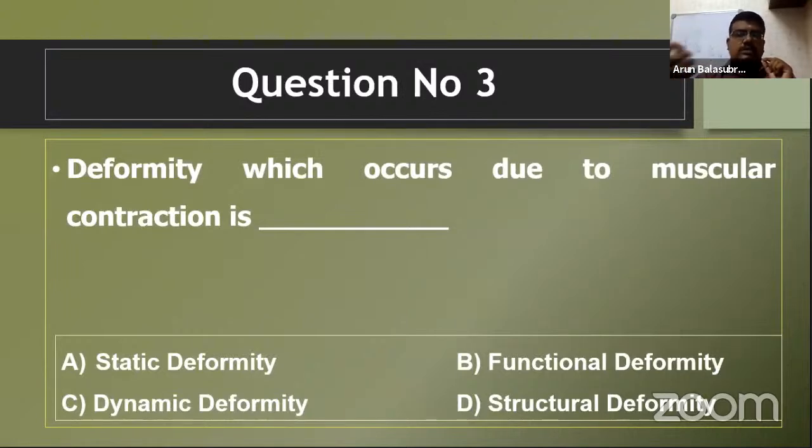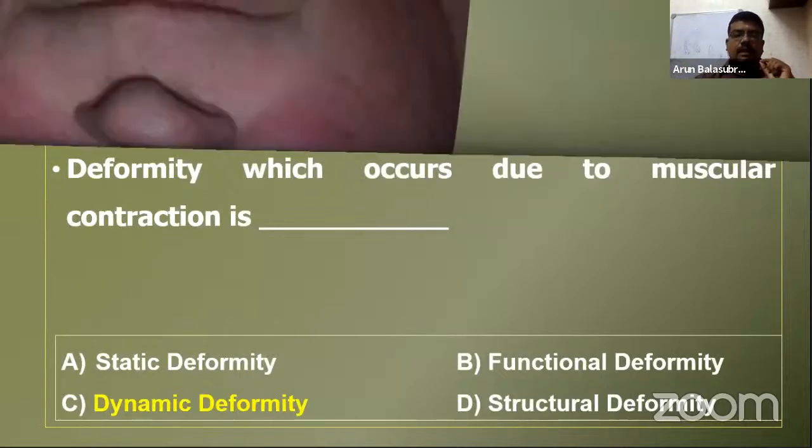If a patient has scoliosis, you can see the scoliosis everywhere. That is structural deformity, also called a static deformity. Functional deformity occurs when you do some functions. Dynamic deformity is the correct answer, because dynamic deformity is the one where, when you do a muscle contraction, the deformity occurs. In torticollis, there's contraction of the sternocleidomastoid and the patient goes to one side with tightness. That is dynamic deformity. Right.